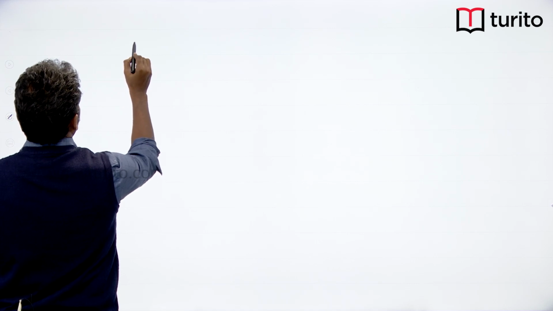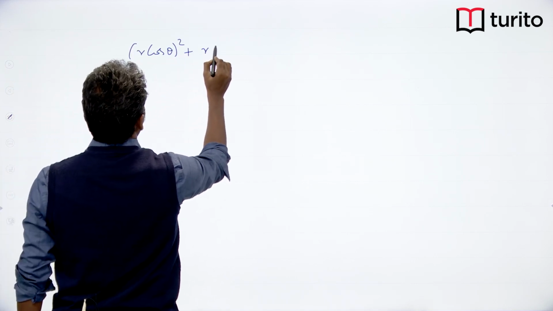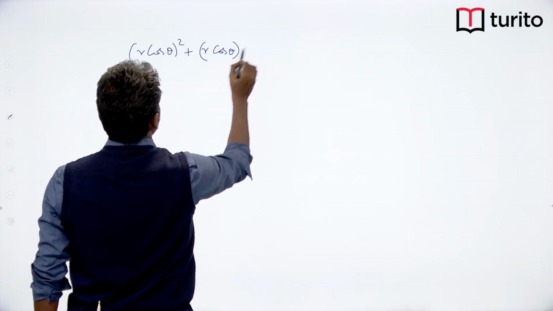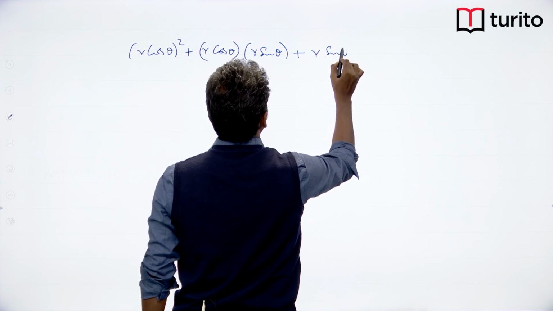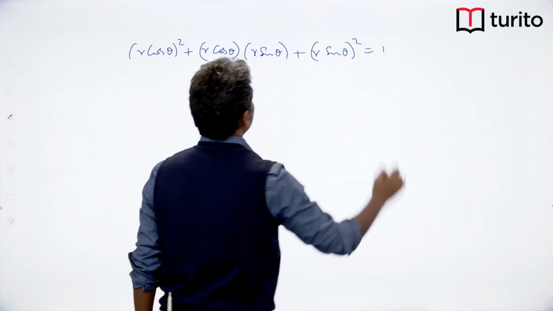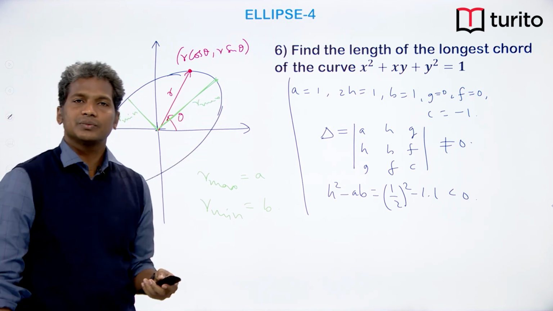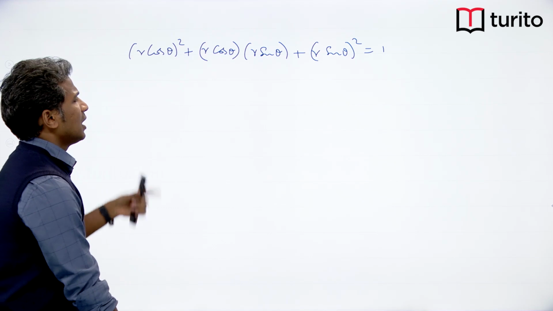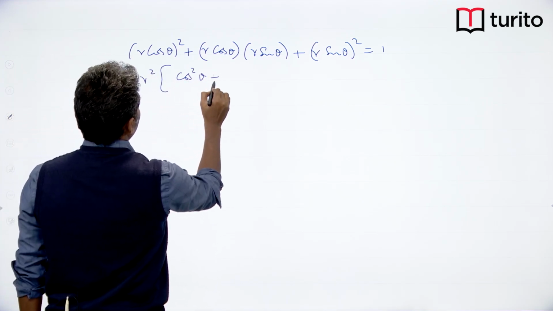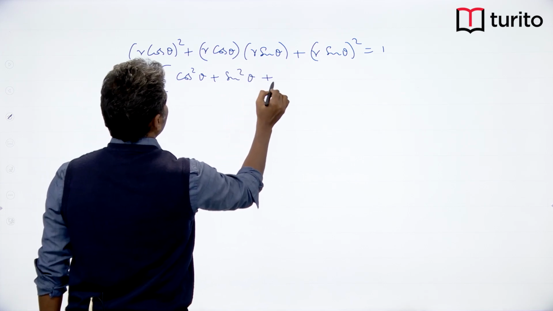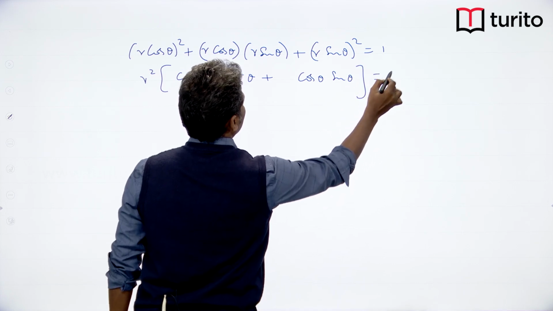So we got r cos theta whole square plus r cos theta into r sin theta plus r sin theta whole square is equal to 1. So basically for x I substituted r cos theta, for y I substituted r sin theta. Now if I simplify this, what do I get? Cos square theta plus sin square theta plus cos theta into sin theta equal to 1.